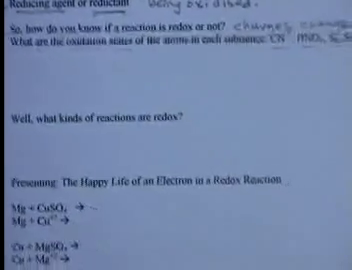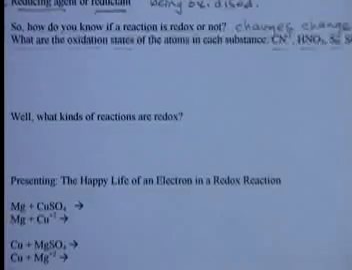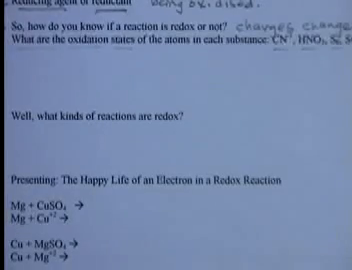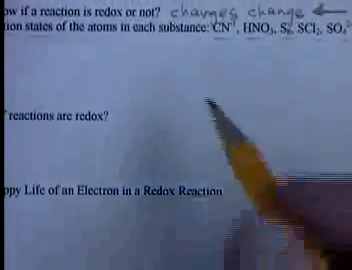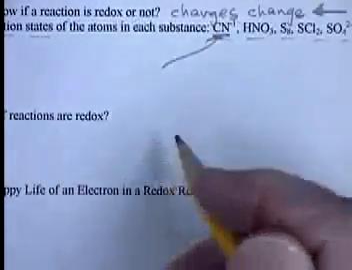Let's take a look at some samples now. What are the oxidation states of each atom in these substances? And we'll take a look at a few of these right now. Let's look at cyanide, CN-1, right here.